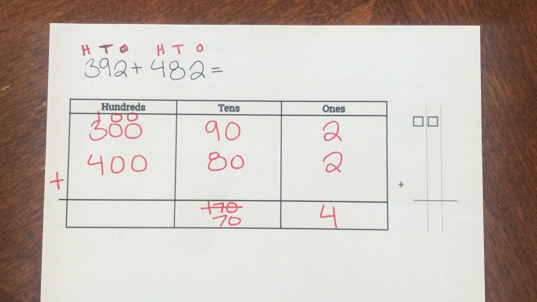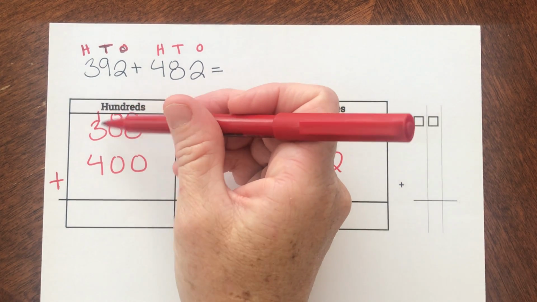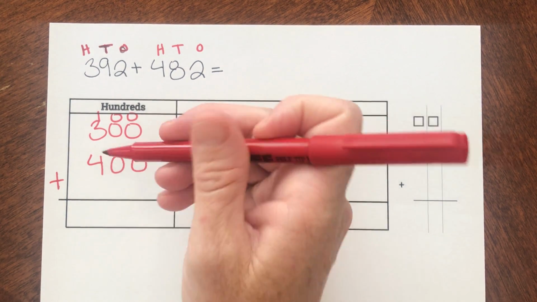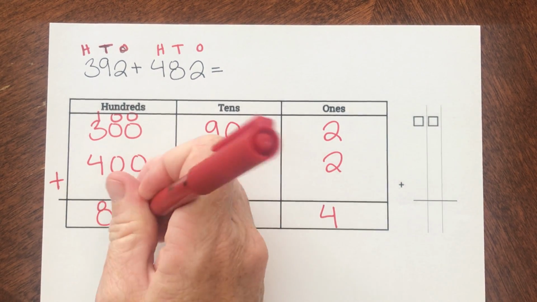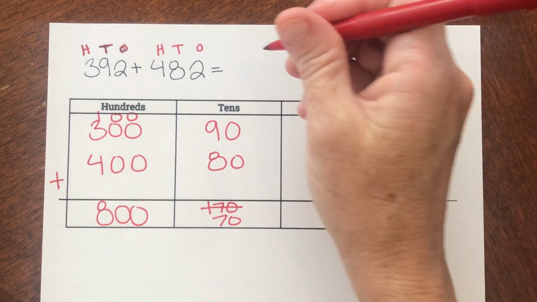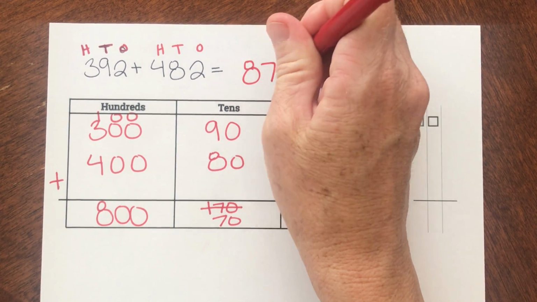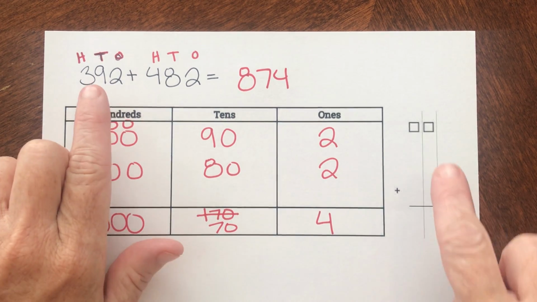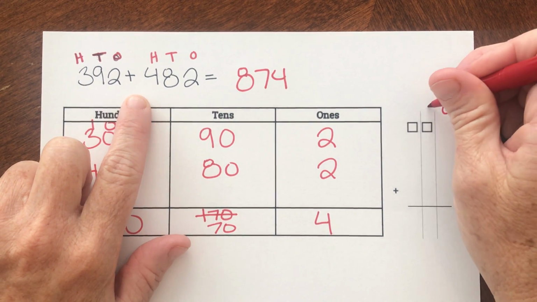Okay, so now let me add my hundreds. I have 100 plus 300 would be 400. 400 plus 400 would be 800. Okay, so my answer is 874. So my answer is 874.